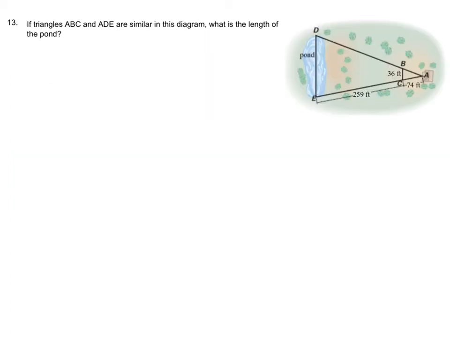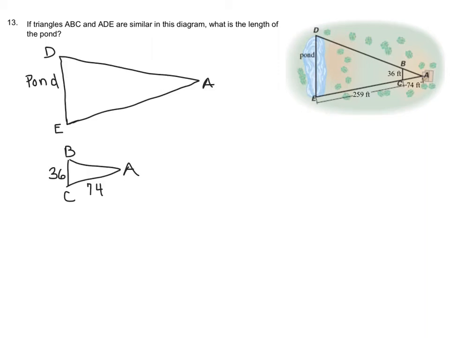If triangles ABC and ADE are similar in this diagram, what is the length of the pond? If we look at this diagram, we can see two different triangles. We have a large triangle, which is notated by A, E, and D. And then we have a smaller triangle, which is A, B, and C. And I drew a sketch of these two triangles on the screen.